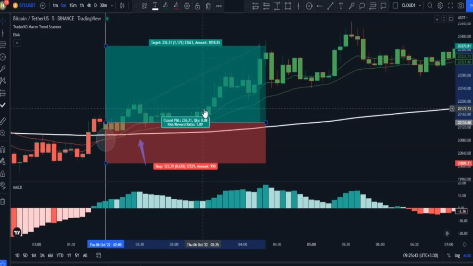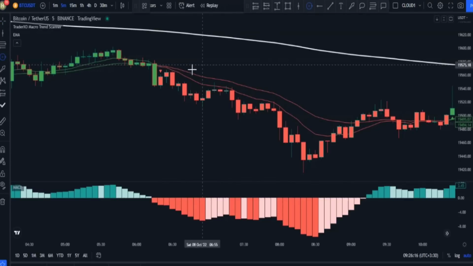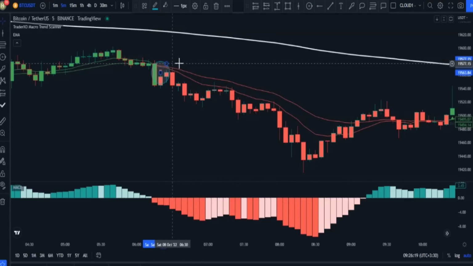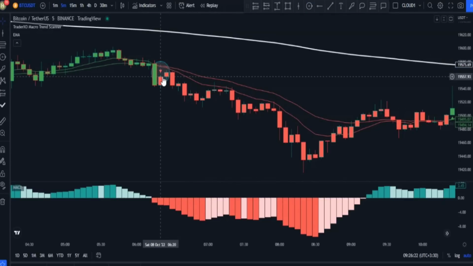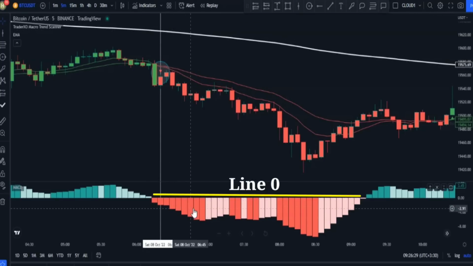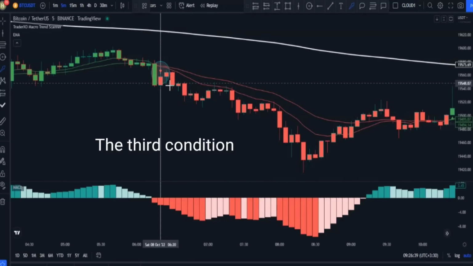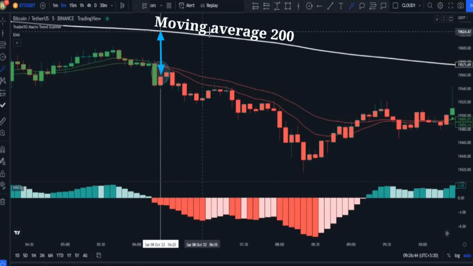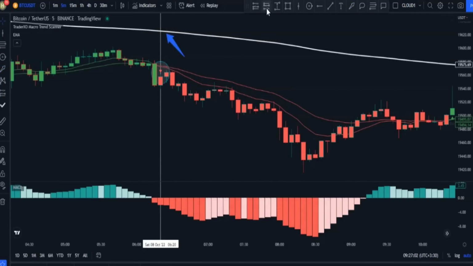Now let's test a short trade and check out its conditions. To enter a sell trade, we have to get a short or bearish signal from the Trade XO indicator that we have got it here. Next, the MACD's histogram has got to be under the zero line, and in this position the histogram is under the zero line, so the second condition is met as well. And for the third condition, our trigger candlestick should close under the moving average line, and this is true here, so we can enter a short selling trade.